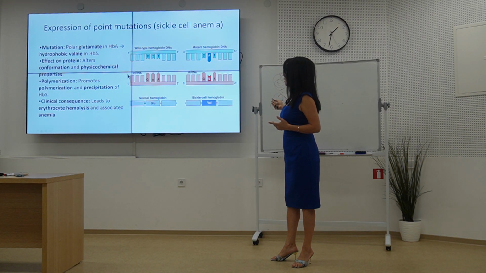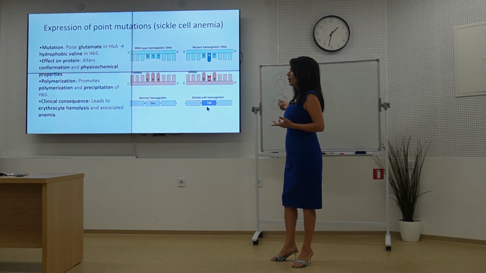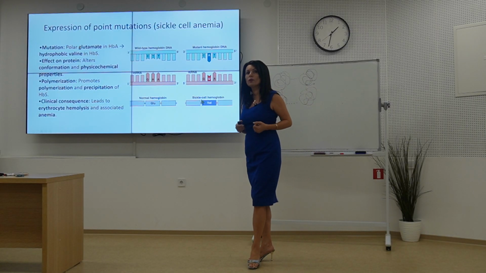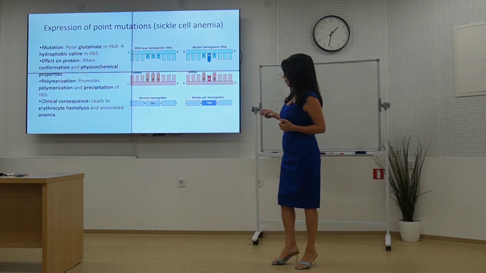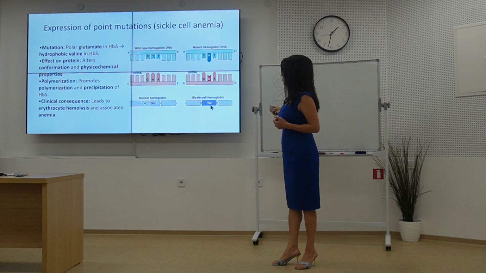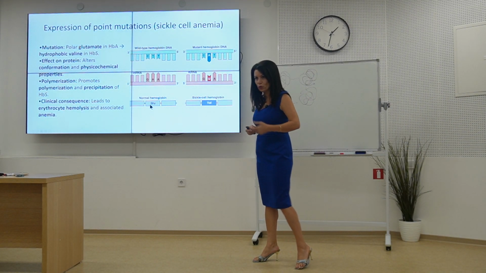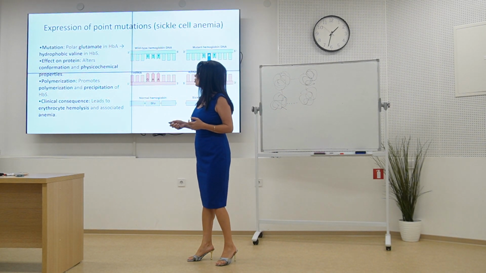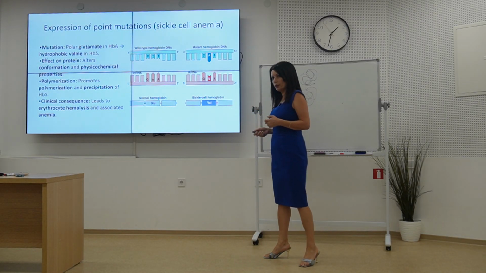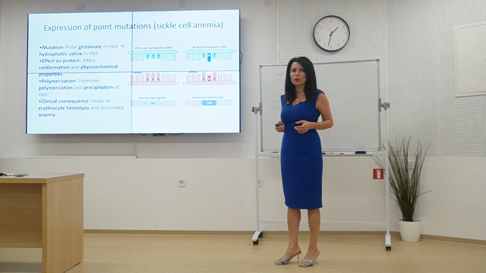And instead of adenine, there is uracil in the mutant hemoglobin. But this combination, guanine, uracil, adenine, leads to the formation of valine instead of glutamate. This replacement of hydrophilic glutamate with hydrophobic valine is a mutation which leads to polymerization and the precipitation of hemoglobin.